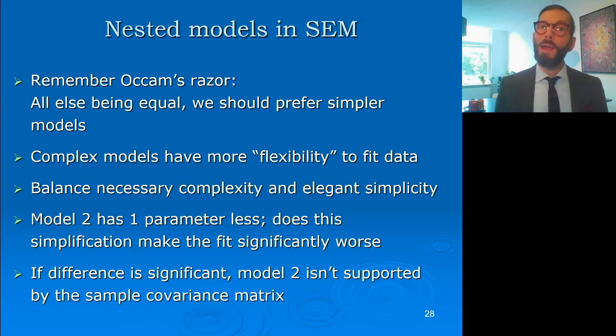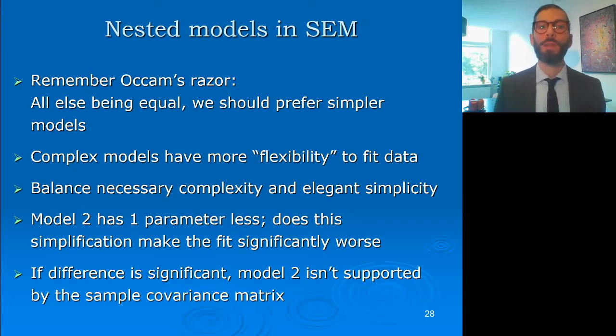When making a nested model comparison, it is useful to remember Occam's razor. Occam's razor told us that all other things being equal, we should have a preference for simpler models. Also remember that complex models have a greater flexibility to fit the data. The most complex model is a model that has an equal number of parameters to the number of observed data points, and this model will perfectly fit the data. It exactly represents the data. Our task as statisticians is to balance the necessary complexity with elegant simplicity. So we want the simplest possible model that still adequately represents the data.